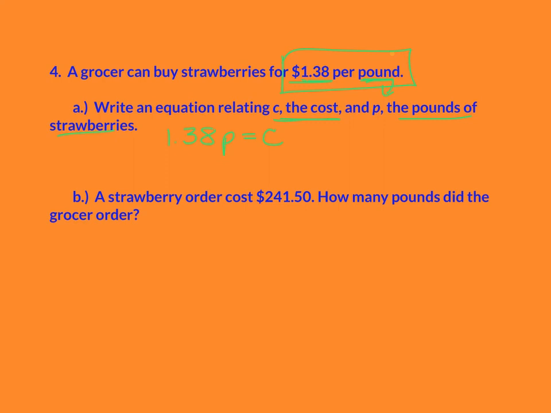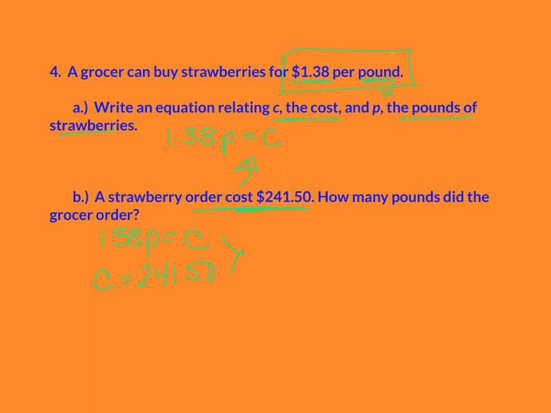And now they give me a number, which is the total cost, and I'm simply going to take that equation that I wrote and substitute in and solve it. So my equation is 1.38P equal to C. What did they give us? Is that the total cost or the number of pounds? Well, it tells it's right there. It's the cost. So that means that C is equal to 241.50.